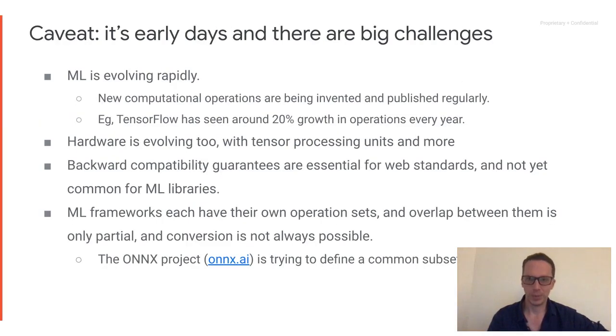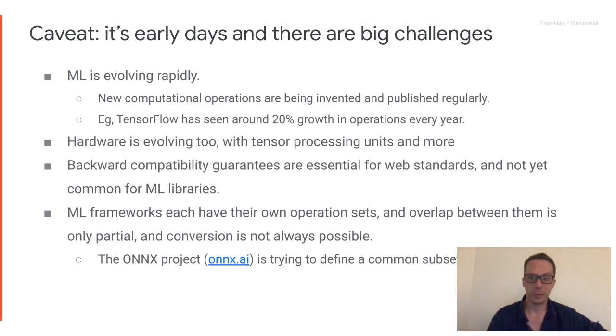It's really important to call them out because these are potential showstoppers and we need to be aware of them up front. The first major caveat is just that ML is evolving super fast. New operations and approaches are being invented by researchers and published literally every day. Hardware is evolving as well. That's on a slower cycle, of course, because of the cost of fabrication and setting up manufacturing at scale, but hardware is changing quickly too.